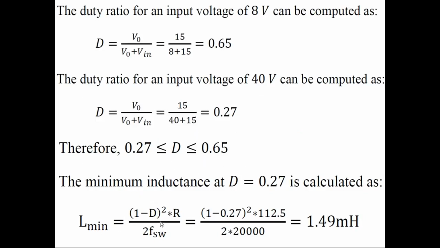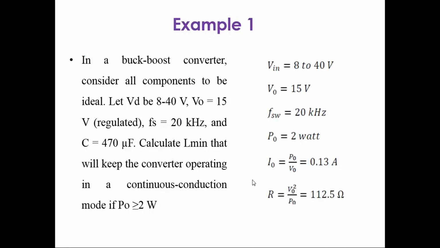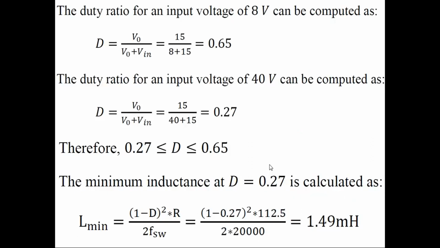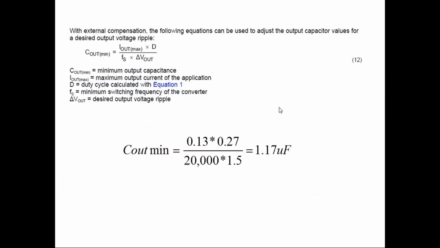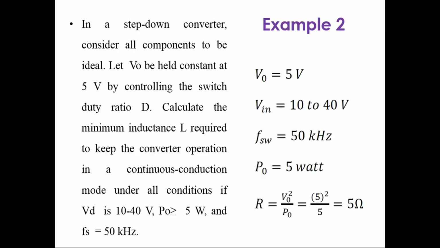And the equation of the inductor is (1 minus D) square into R divided by 2 into FSW. We can calculate, say for example, for this 0.25, and from the equation of power we have also calculated the resistance, so it is 1.49 mH. So this is our minimum value, and from this equation, extended to this problem, C out minimum is 1.17 microfarad. However, such a capacitor might not be available in the market. In that case, you may take the nearest available value of the capacitor.